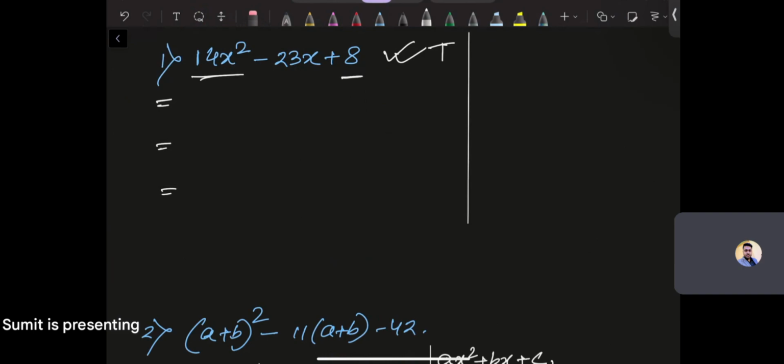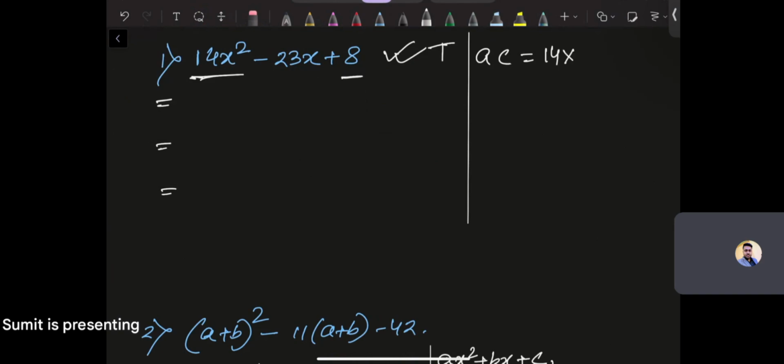What we have to do, that we have to multiply a and c. A and c means the first term and the last term. If you multiply a and c, so what will you multiply? A means how much? A means the first term is 14x square. So I will take the constant term only, that is 14.